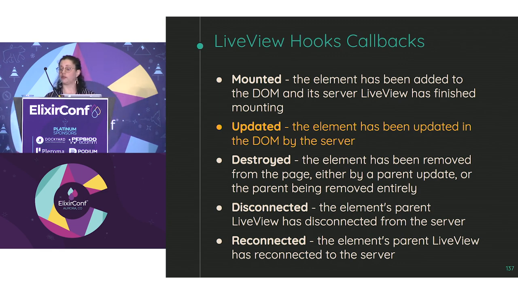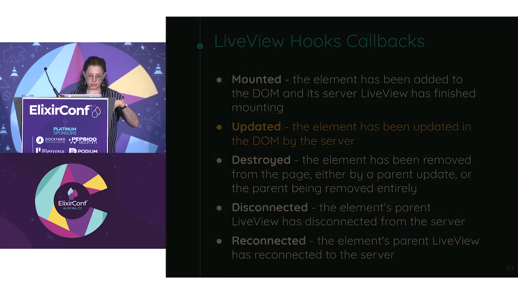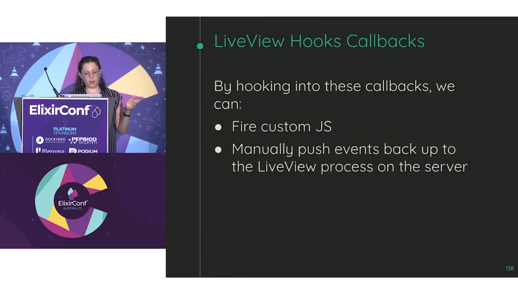When our chat window has been updated by LiveView on the server with the addition of a new chat message, this is when we want our window to scroll down. So by hooking into these callbacks, such as updated, we'll be able to fire some custom JS. You can also, at this point in time, manually push events back up to the LiveView process on the server. We're not going to do that right now, but I thought it was pretty awesome and definitely worth mentioning.